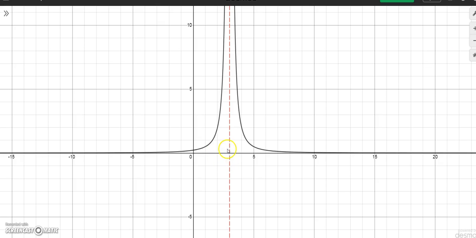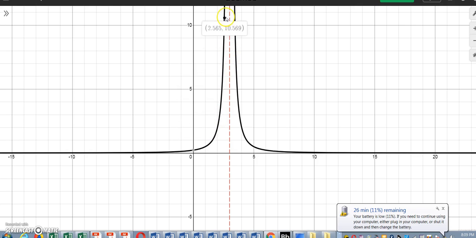Okay, this vertical line represents where x equals 3. So now let's say we approach 3 from the left. As we approach 3 from the left, see how it increases without bound? And then as we approach 3 from the right, see how it increases without bound?